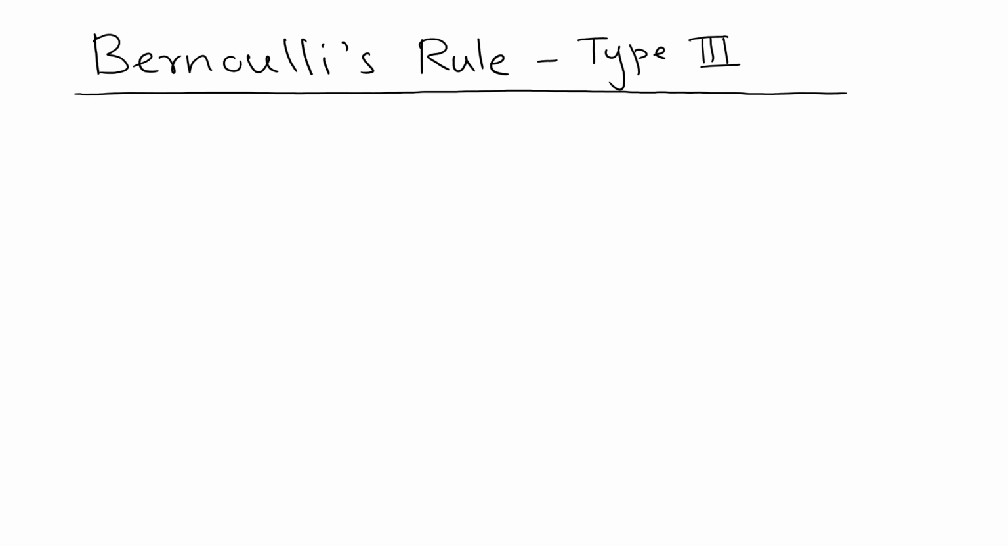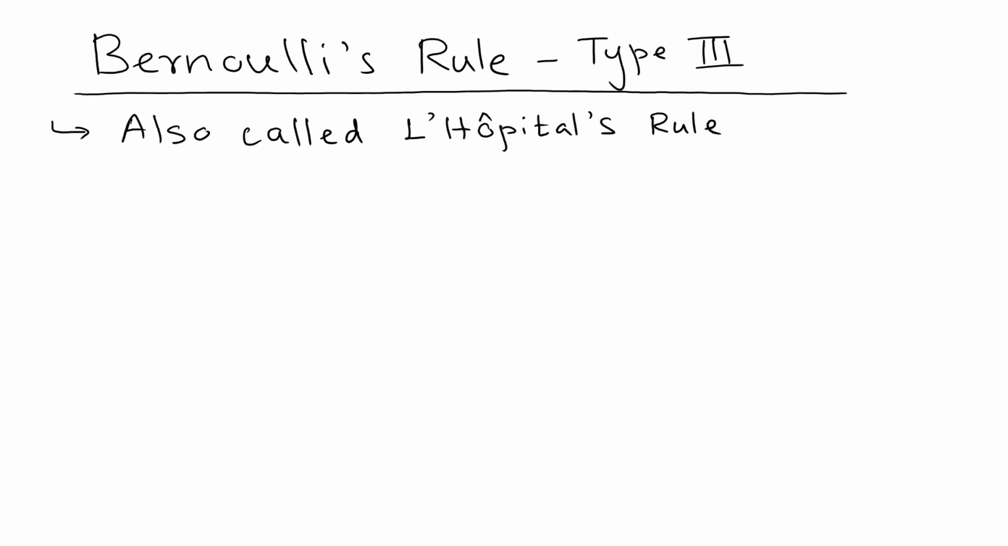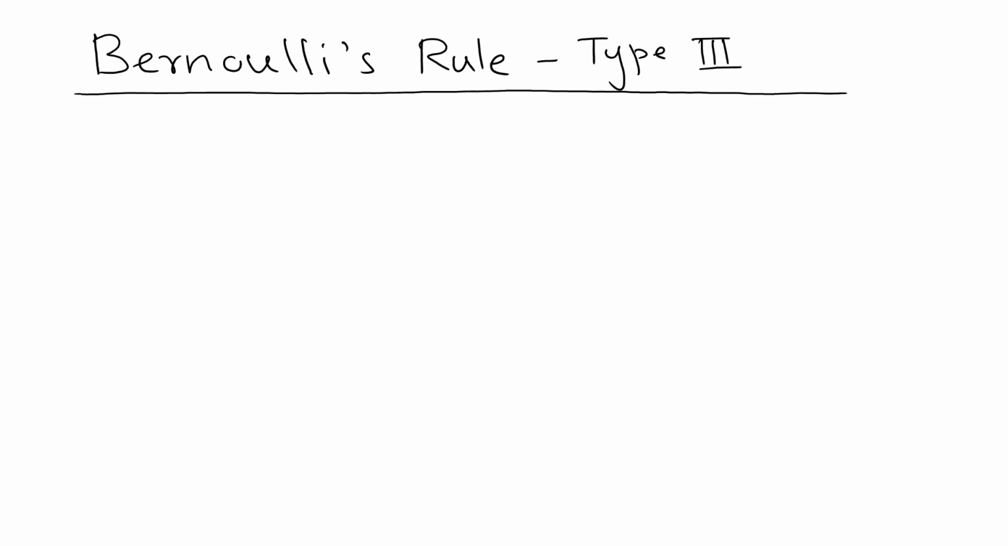Bernoulli rule type 3. Type 3 means you get indeterminate forms, infinity minus infinity. So that's a type 3. Sometimes the Bernoulli rule is also called L'Hopital's rule, which is a historical mistake because this rule was obtained by Bernoulli. So let's look at how we're going to proceed. You get problems that bring it to an infinity minus infinity situation.